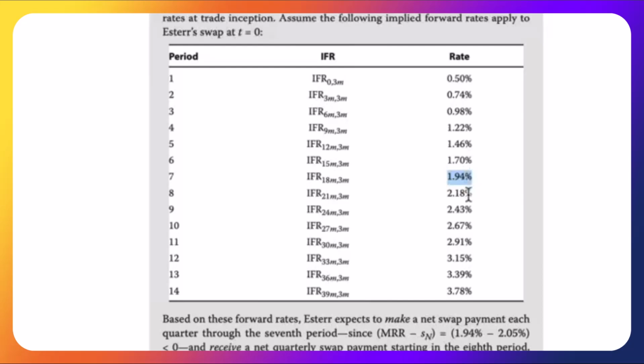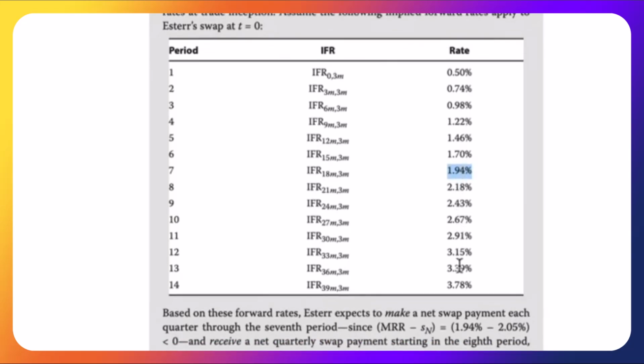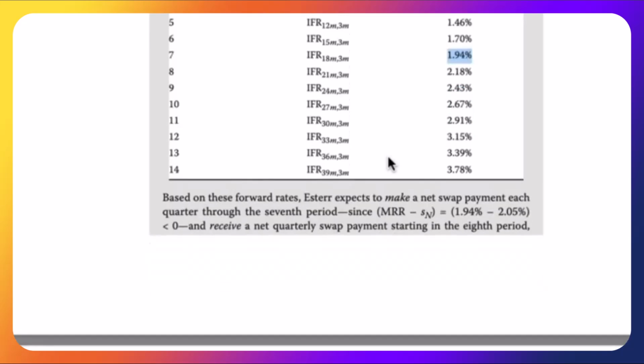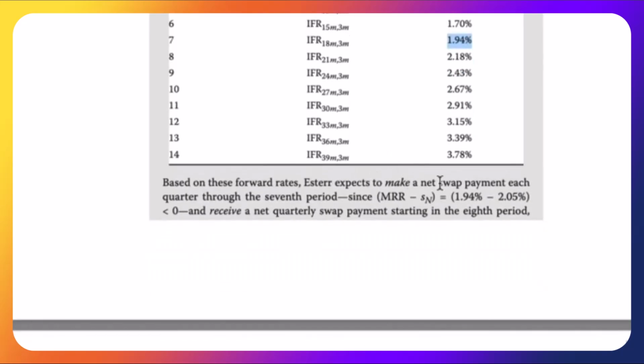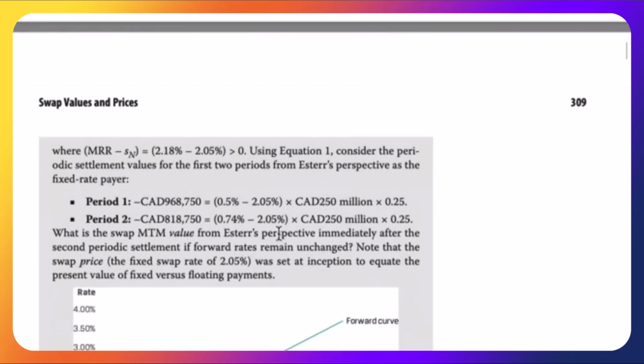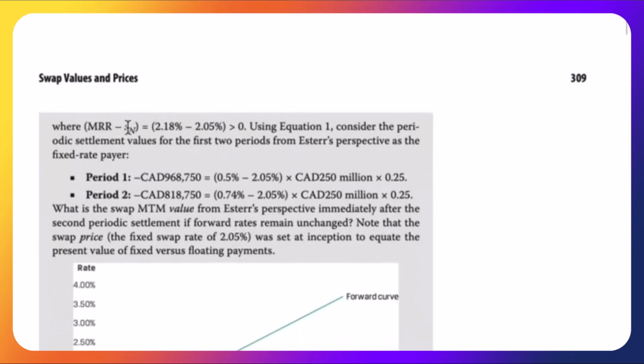In the 8th period, the floating rate is now higher than the fixed rate, so we would be receiving payments for each payment after that. So we'll be making a net payment up to the 7th period, and then for the last 7 periods we will be receiving a payment. So Esther expects to make a net swap payment each quarter through the 7th period, since the floating rate minus the fixed swap rate, 1.94 minus 2.05, is less than 0. For all of them, it's less than 0. And she receives a net quarterly swap payment starting in the 8th period, where the floating rate minus the swap rate is greater than 0 for the final 7.